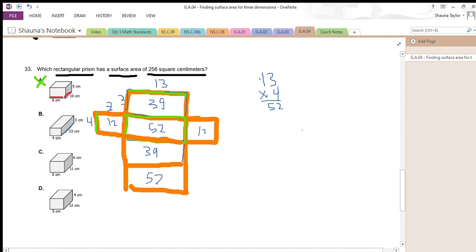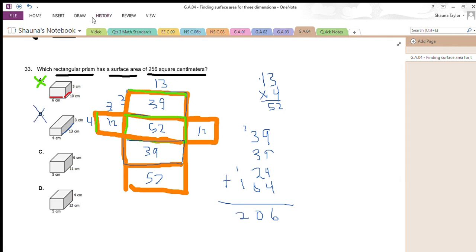So now if I add them all together, that's 39, 39. 12 and 12 is 24. 52 and 52 is 104. Oh, please let this add up. Okay, so 9 and 9 is 18. Carry my 2. Carry that. 206. So B is not my answer. So I'm going to have to come erase all this again.